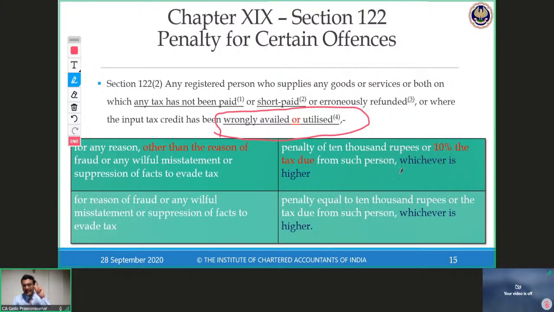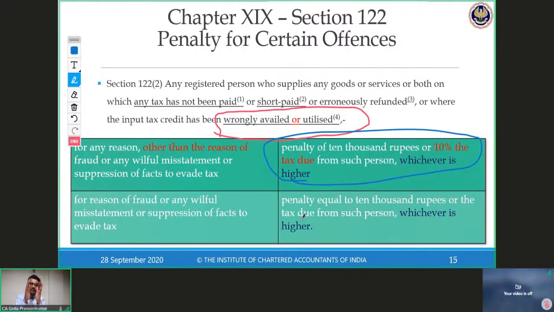suppression, your penalty shall be 10,000 or 10% of the tax due. It says 10,000 or 10% of the tax due. This is my penalty. Again, I repeat, when you look into this transaction, there was an erroneous, wrong availment of input tax credit for a reason other than fraud, willful misstatement, suppression of facts. Then the penalty shall be either 10,000 or 10% of the tax due.